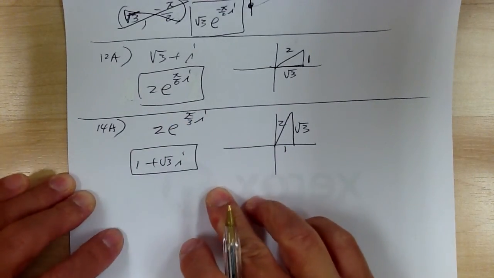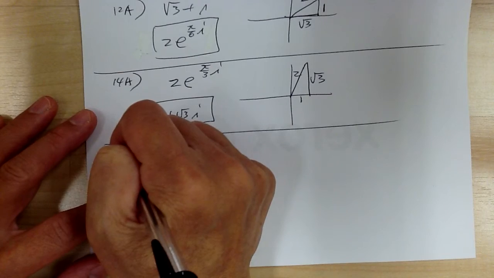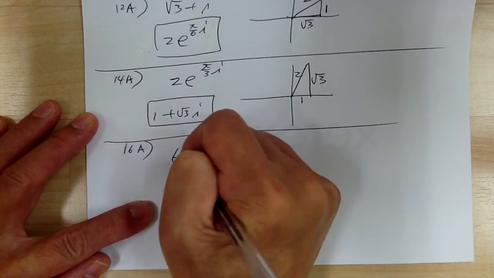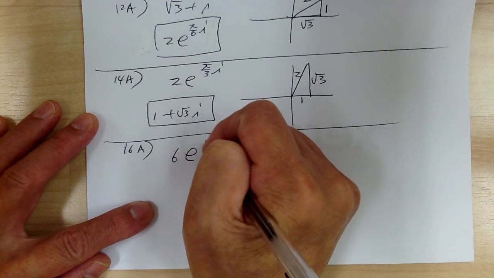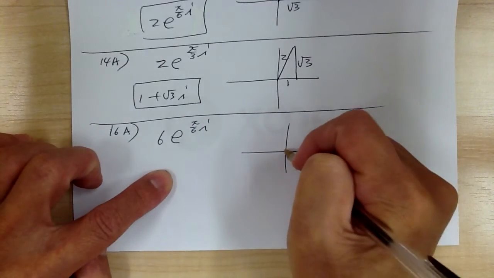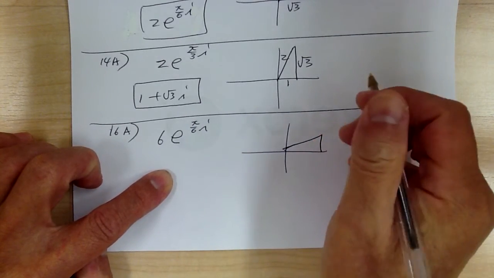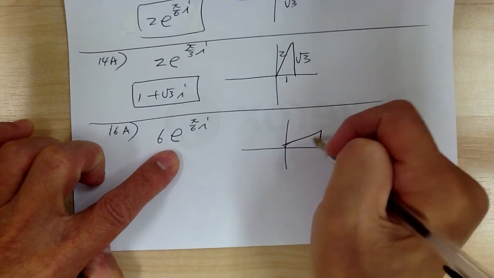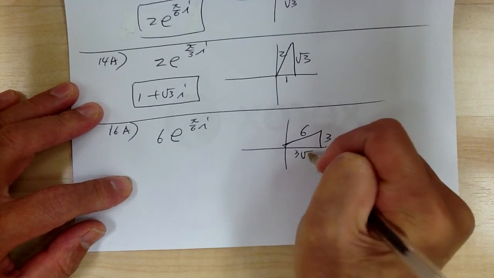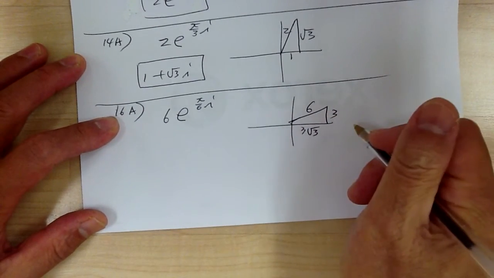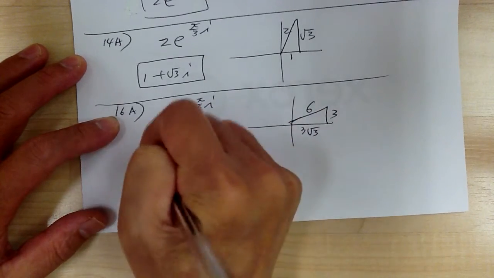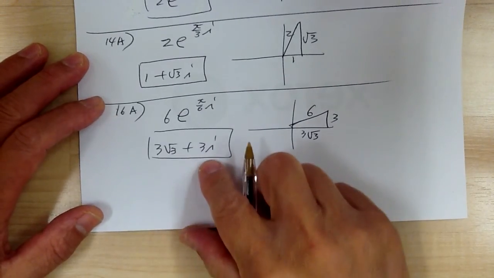Okay. And let's go to 16a. In 16a, you have 6 e to the pi over 6i. So you can sketch it out. The radius is 6 and the angle is pi over 6. So this would be 3 and 3 square root of 3. And so your rectangular form would be 3 square root of 3 plus 3i. Okay, so this is the rectangular form.